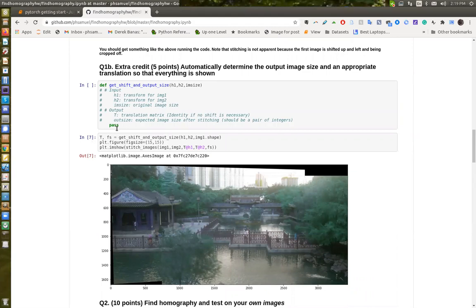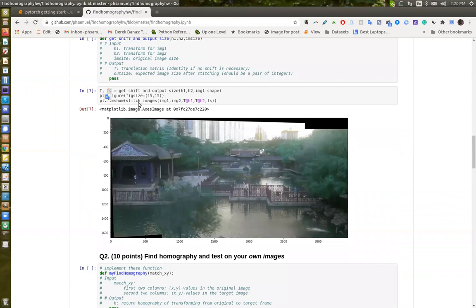More precisely, if you implement the function correctly, you will get back a translation matrix and also the appropriate size for the stitched image. Then you can input those to your original function there. So you should translate your original input homography by T, and also use the calculated image size, then you will get something like that. So this is the first part.